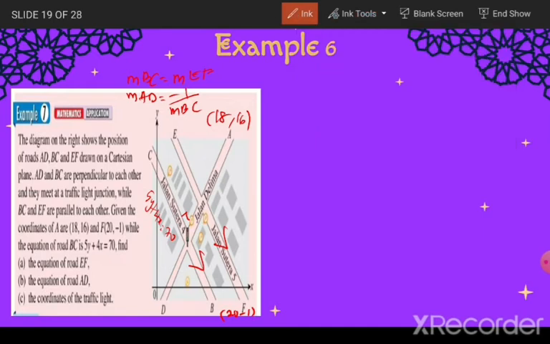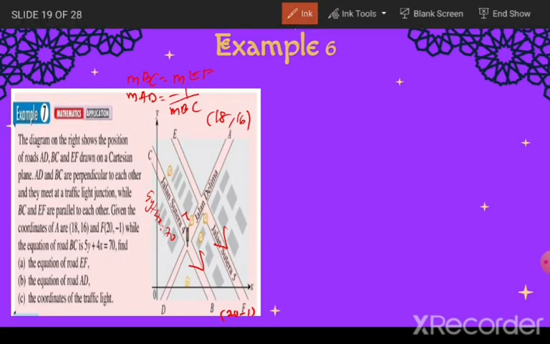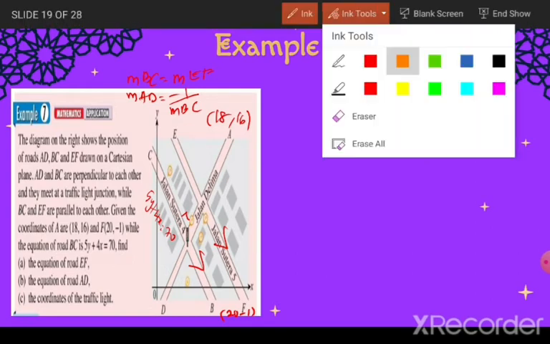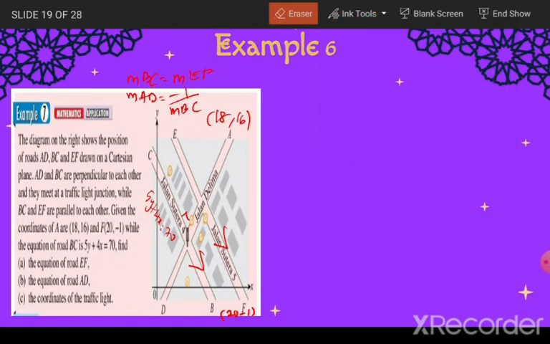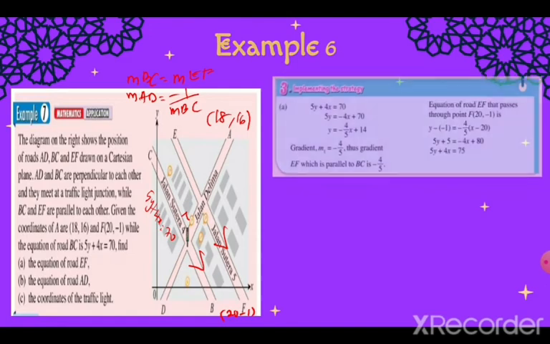Okay, let's change color. Sorry guys. Okay, so this is what we have here. So let's go to the next step.